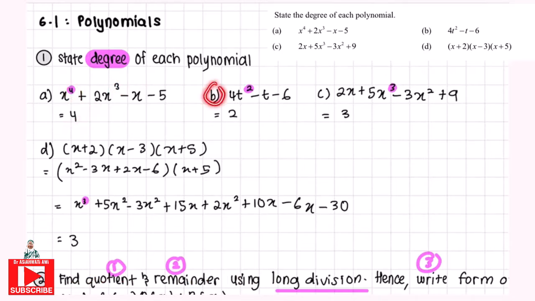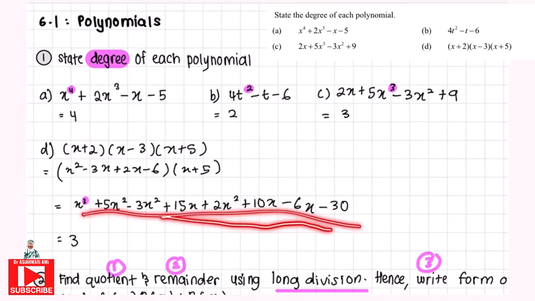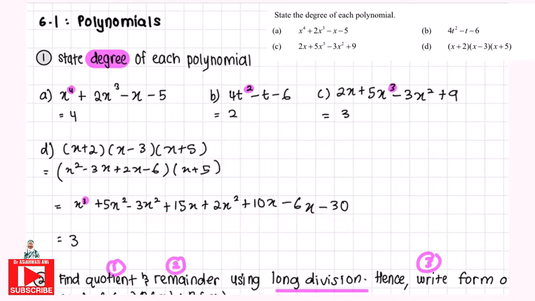For question B, the highest degree is 2. So the answer is 2. For question C, the highest degree is 3. So the answer is 3. And then the last question is D. It is given like this, so we expand. When we expand, we get this. Okay, so we know that the highest degree is 3. So the answer is 3.